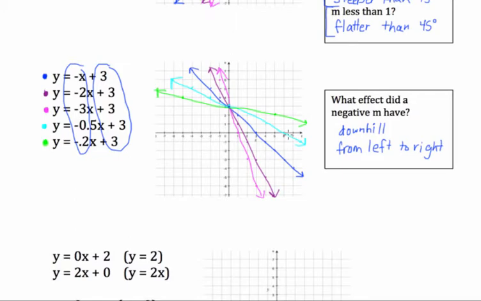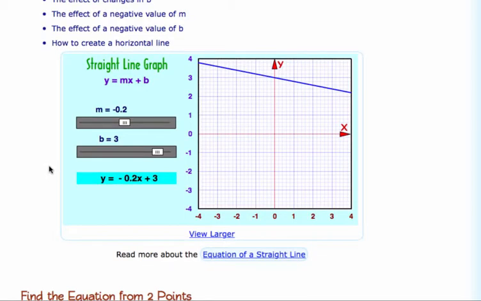Okay, let's look at our last set of equations. I'm going to switch over to the website now. Okay, first equation, y equals 0x plus 2. So the m number is 0, and the b number is 2. Notice that when you take 0 times x, you just get 0. So that middle term drops out. You just have y equals 2.